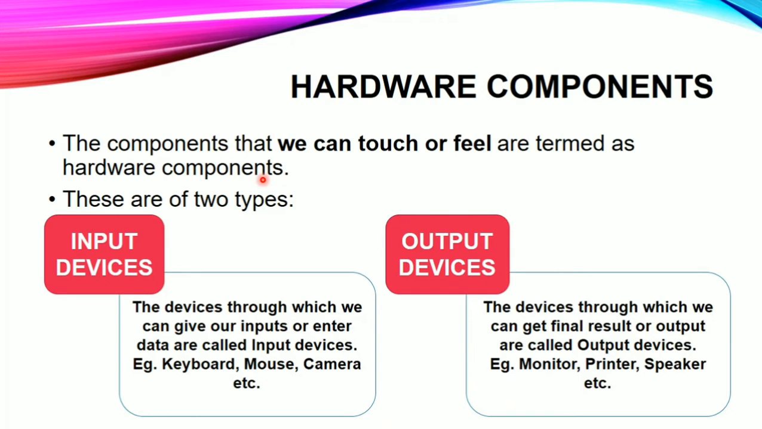It means the computer that you have in your home is a piece of hardware. These hardwares are of 2 types: input devices and output devices. Input devices, the devices through which we can give our inputs or enter data, are called input devices. It means all sorts of devices through which we can give our instructions to our machine are input devices. For example, you are typing something from your keyboard, so that will be an input.